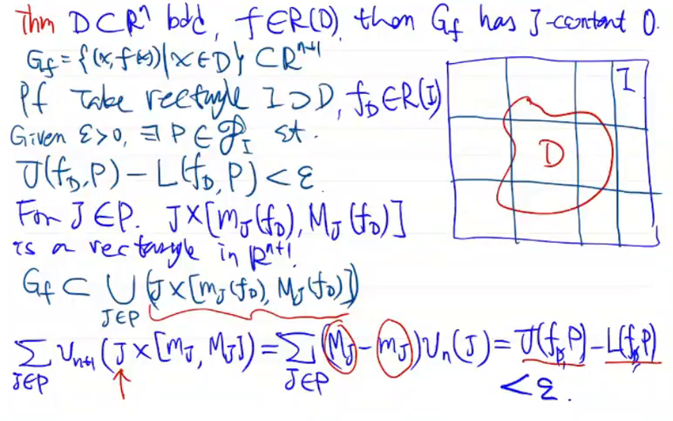If we can prove that they cover the graph of f, then by definition, the graph of f can be covered by finitely many n+1 dimensional rectangles whose total volume is less than epsilon. So by definition, the graph of f has Jordan content 0, and the theorem is proved.